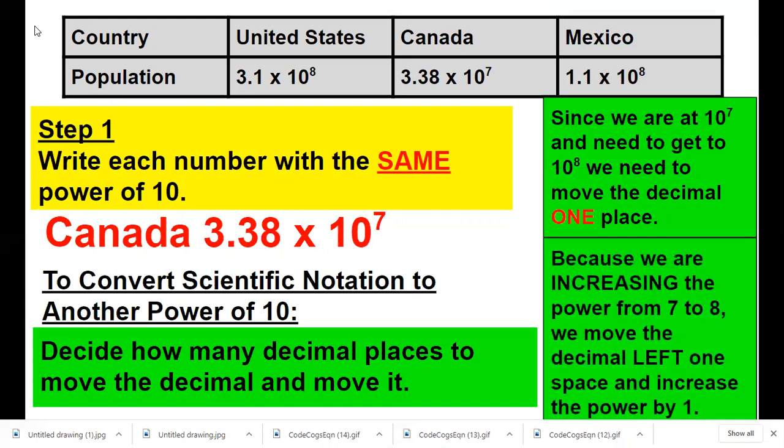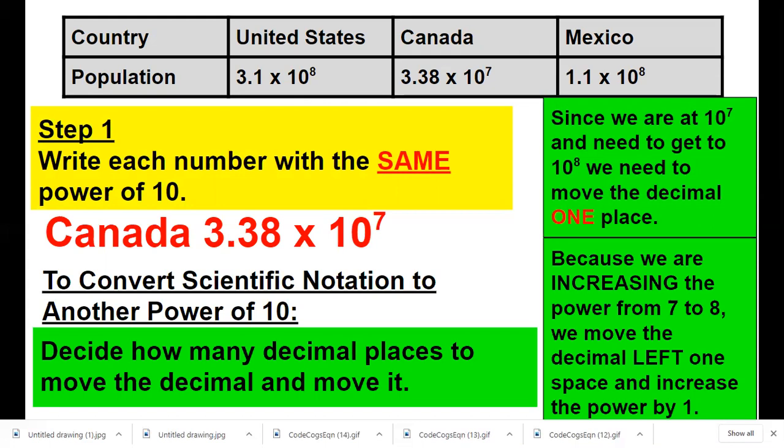Because we are increasing the power from 7 to 8, we move the decimal left. In this case, 1 space, because we're increasing by 1 power. If we were increasing by 2 powers, let's say we wanted to do 10 to the 9th, which I don't know why we'd want to do, but if we had a different scenario where we needed to do 10 to the 9th, we would need to move the decimal place 2 to the left.